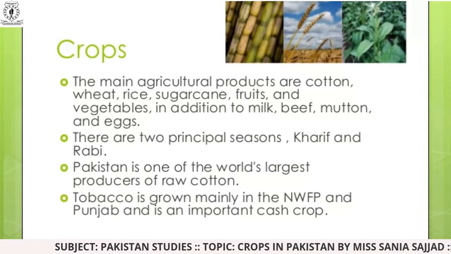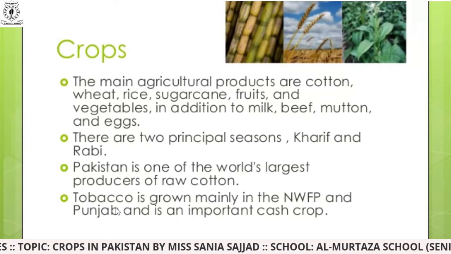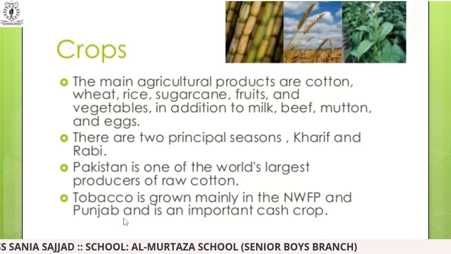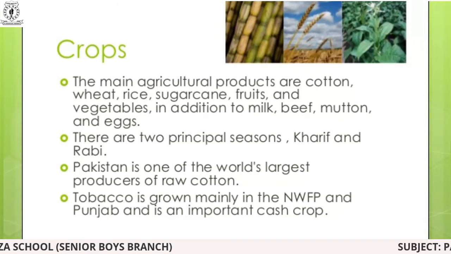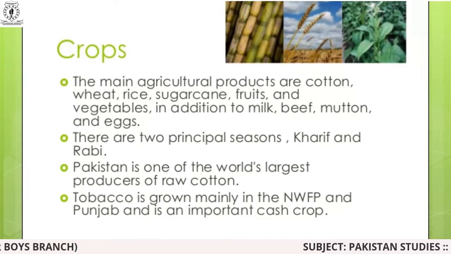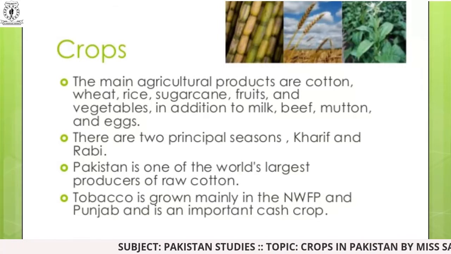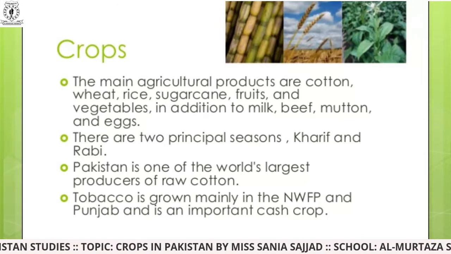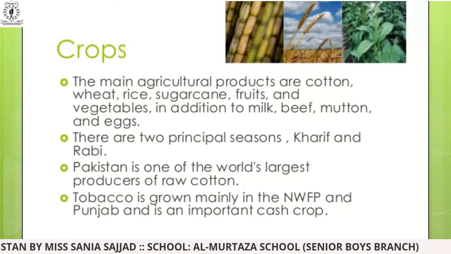Pakistan is one of the world's largest producers of raw cotton. Tobacco is grown mainly in the NWFP and Punjab and is an important cash crop. Cash crop, you're already familiar with this term. If you're not familiar, kindly go to my channel and watch the video related to that. Cash crop farming basically means that you are growing crops and selling them in the markets just to generate revenue, just to generate your profit, right?